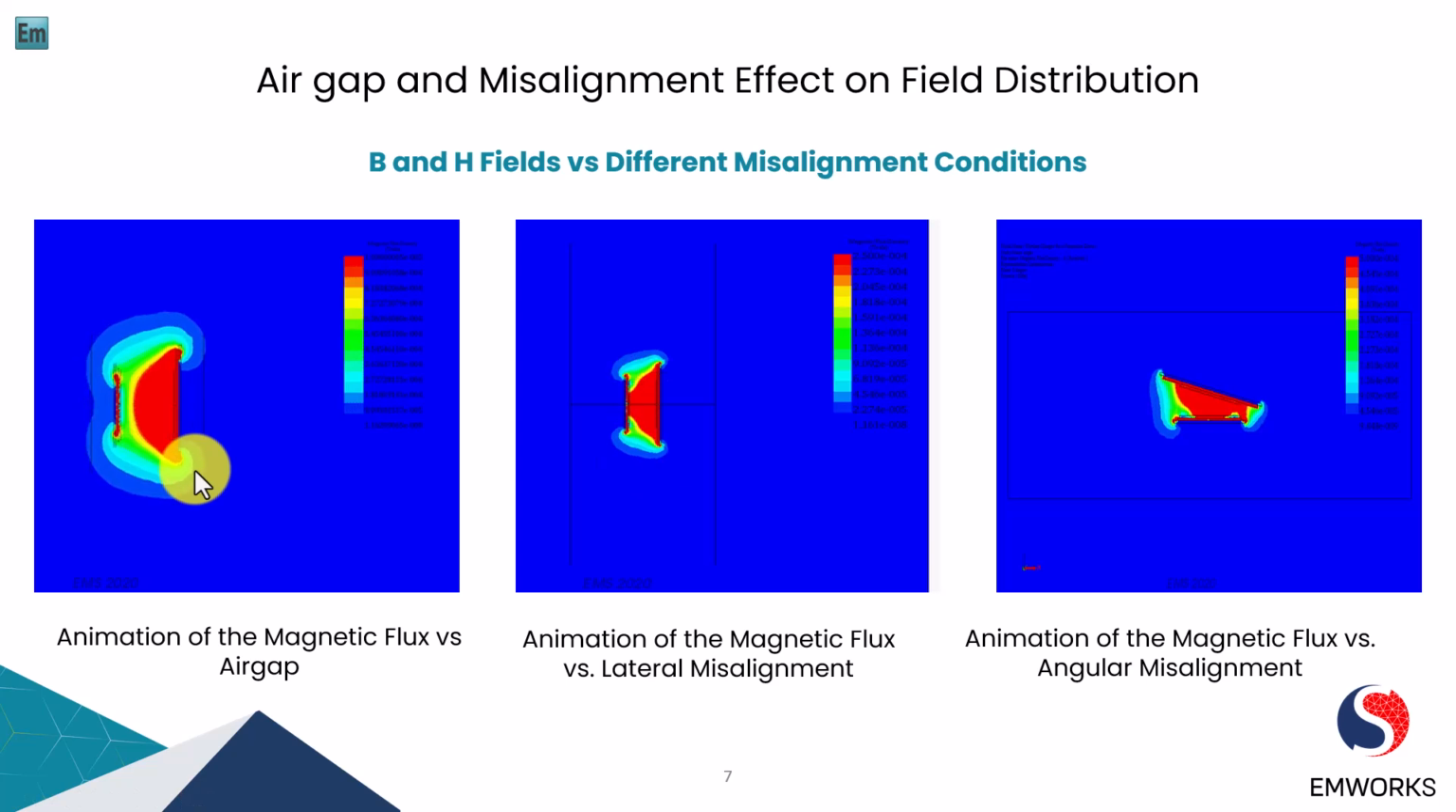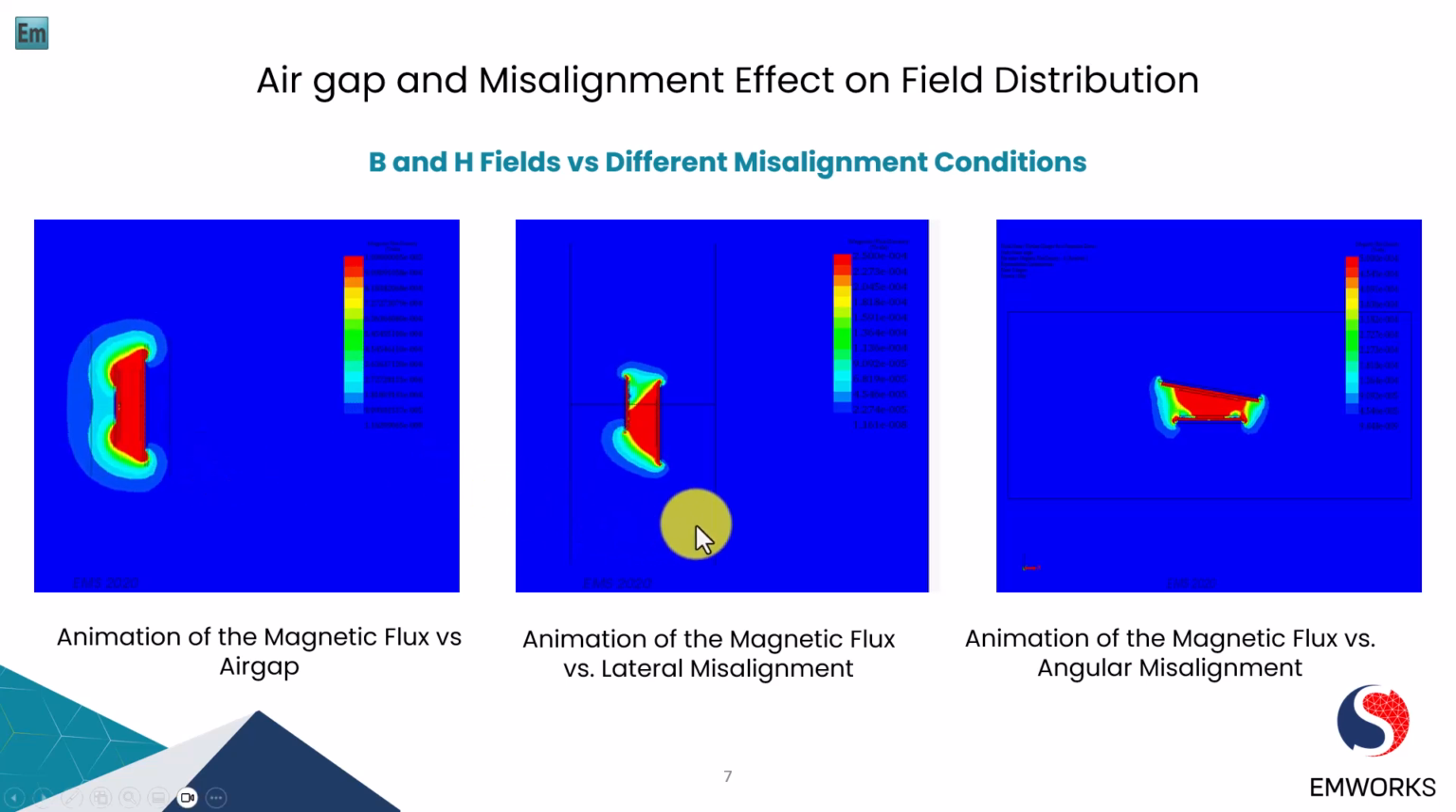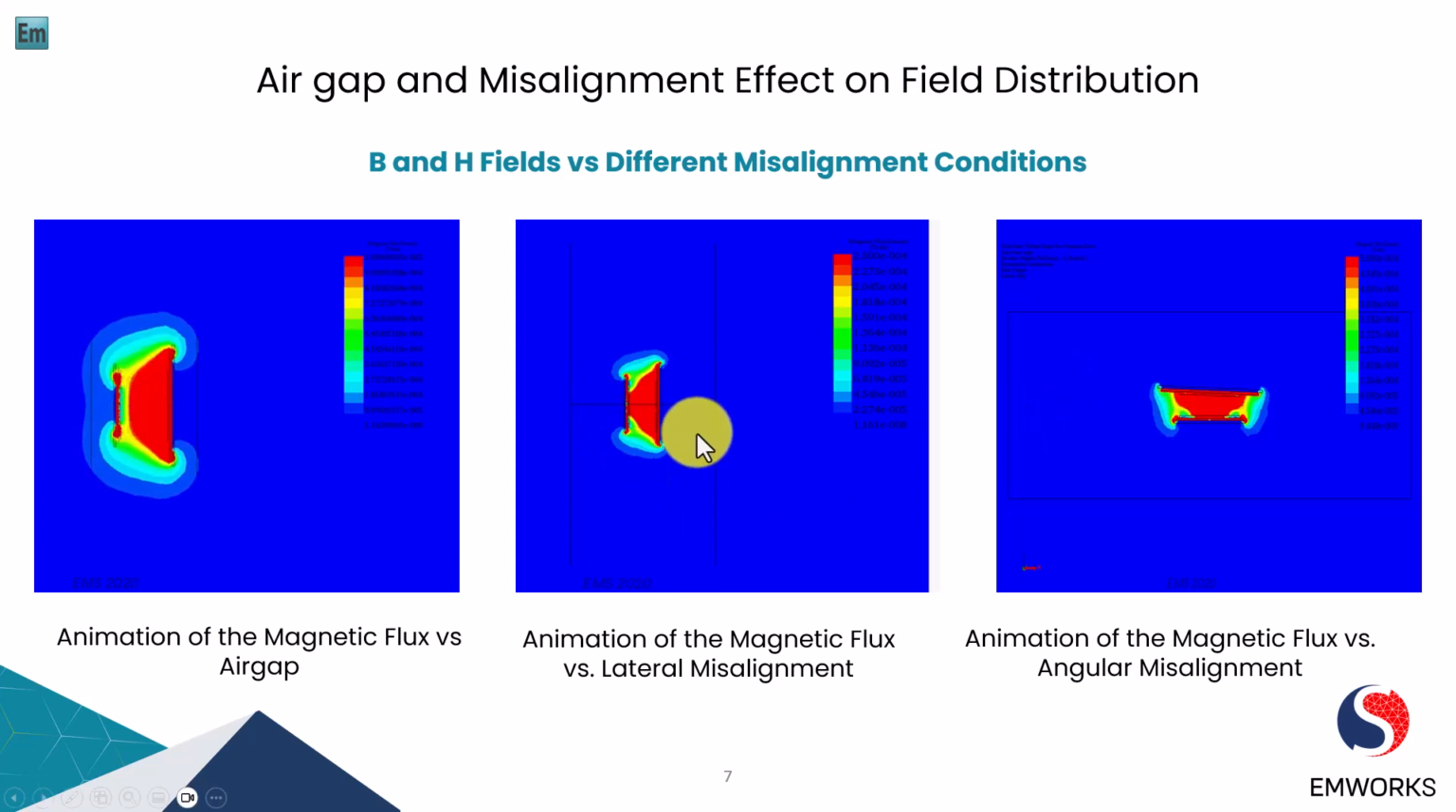The second animation illustrates the effect of lateral misalignment on the magnetic flux. Lateral misalignment occurs when the transmitter and receiver are not perfectly aligned along the horizontal axis, as you can see in the animation. This misalignment causes a decrease in the magnetic flux and subsequent decrease in the efficiency of power transfer.